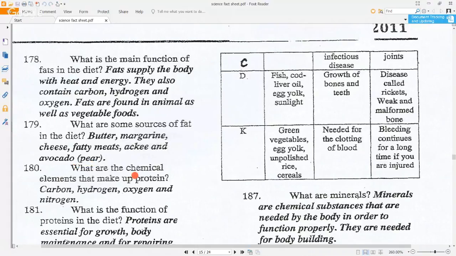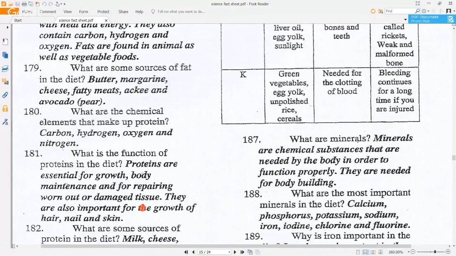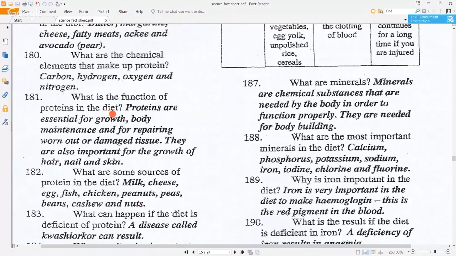What are the chemical elements that make up proteins? Carbon, hydrogen, oxygen, and nitrogen. So sugars and fats have a similar chemical makeup, but with a protein, we have the introduction of nitrogen. What is the function of proteins in the diet? Proteins are essential for growth, body maintenance, and for repairing worn out or damaged tissues. They are also important for the growth of the hair, the nails, and the skin.